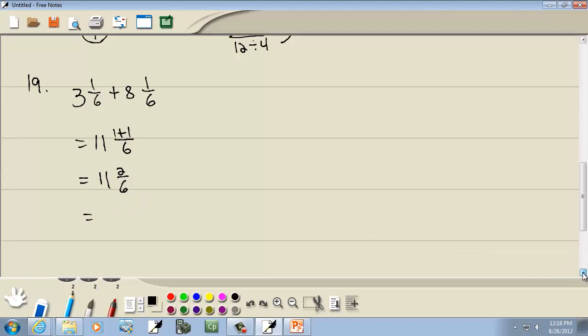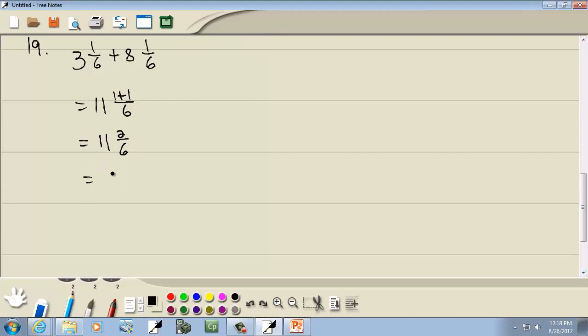And 2/6 reduces. Top and bottom are both divisible by 2. So 11 and 2 divided by 2 is 1, and 6 divided by 2 is 3. So our answer would be 11 and 1/3.